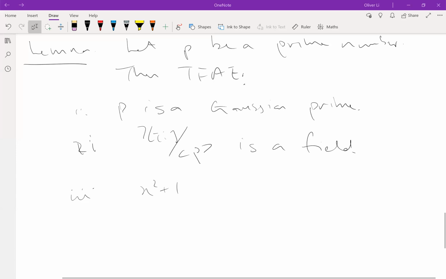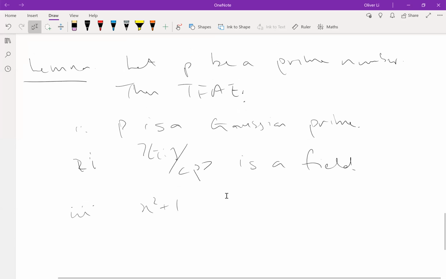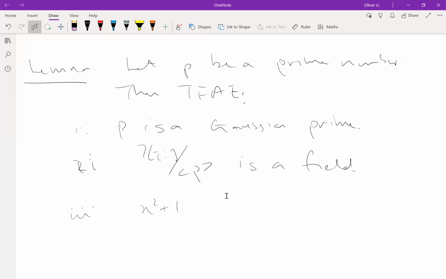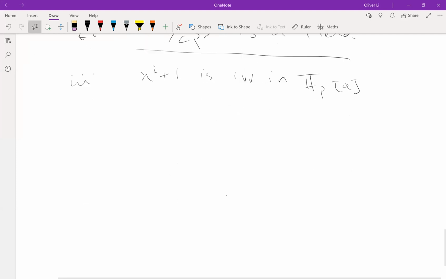Okay. Where do I sort of lose you guys? When you wrote TFAE. Oh, okay. TFAE, the following are equivalent. So if p is a Gaussian prime, then this thing here is a field, and x squared plus 1 is irreducible in the finite field F_p[x].